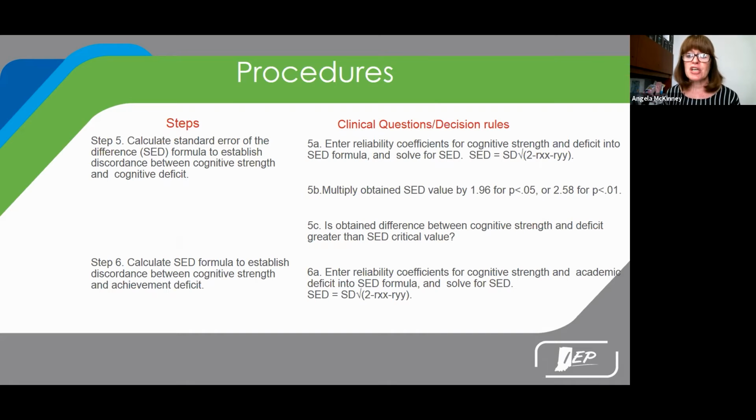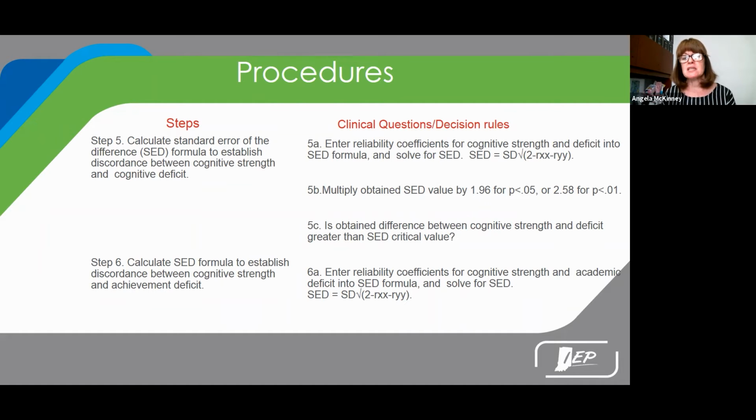So you're going to look at the cognitive strength and a deficit area, calculate all this stuff out with math that I don't remember how to do. And then if the difference between the two is greater than the SED critical value, then you've got something there, right?